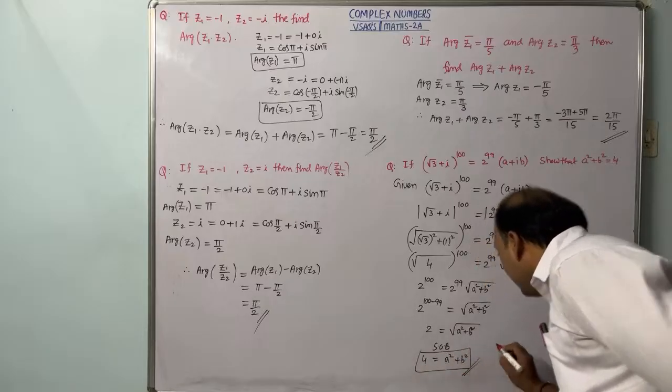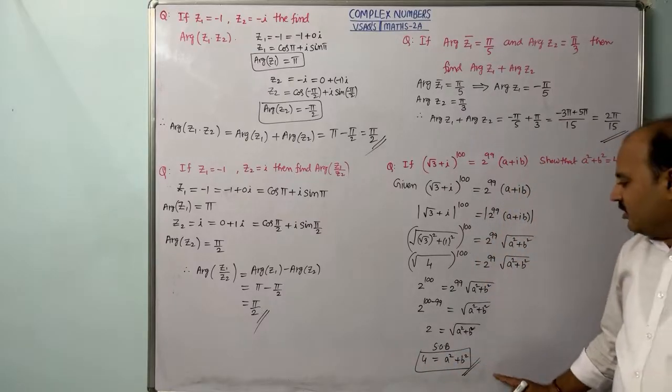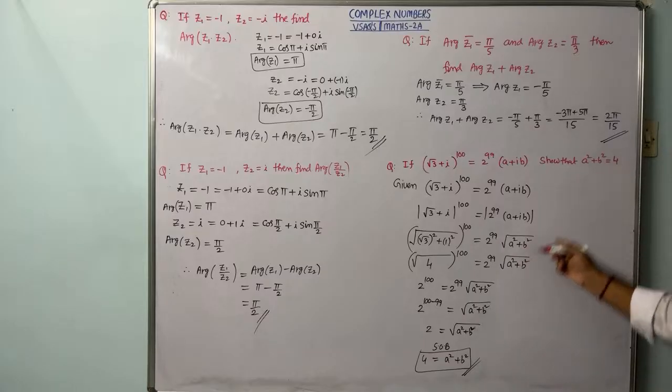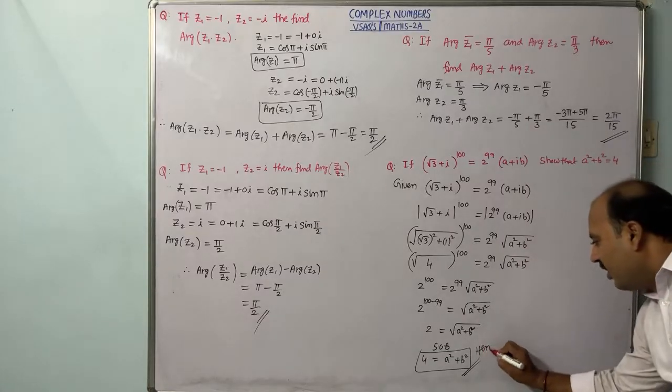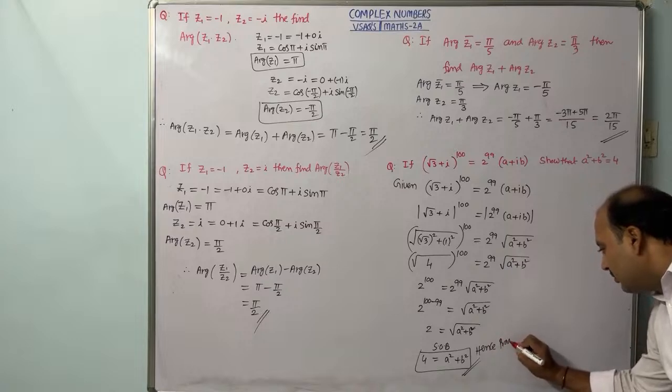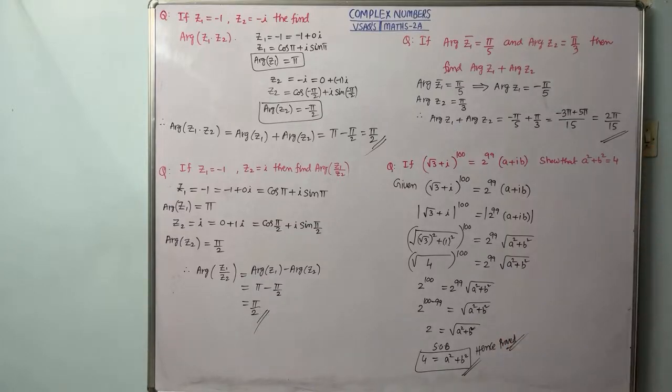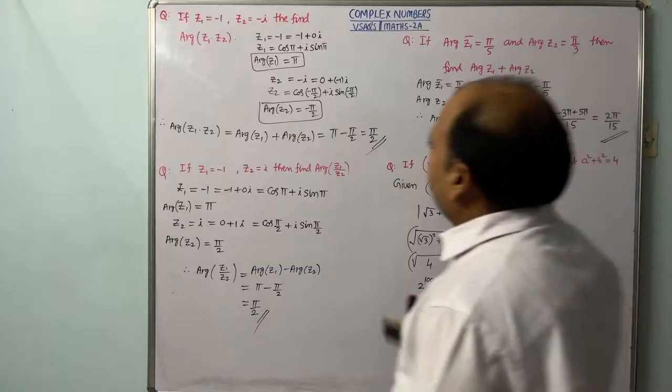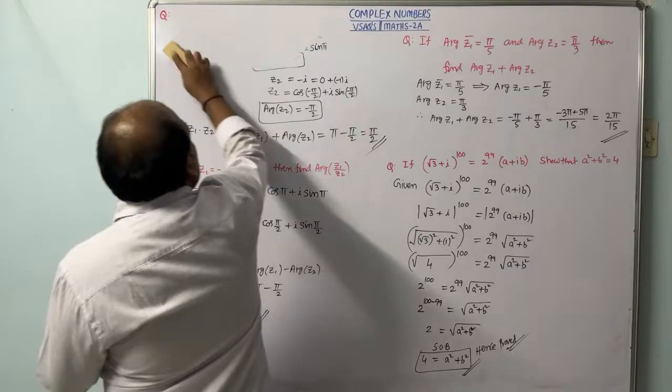This is the way we can get it, dear students. So the value of a square plus b square is 4. Hence proved. We'll move to the next set of questions.